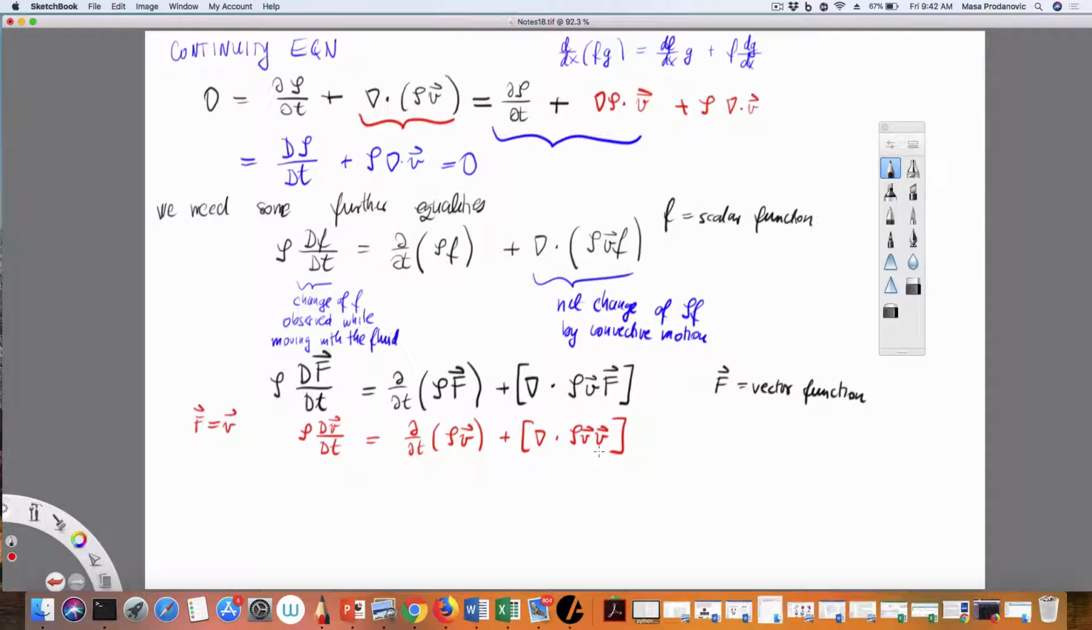And sorry if I killed you with these vector equalities, but this is precisely the one that we need to use. So I go back to my equation of motion. My equation of motion says d/dt of rho v is equal to minus divergence of that tensor phi plus rho g.